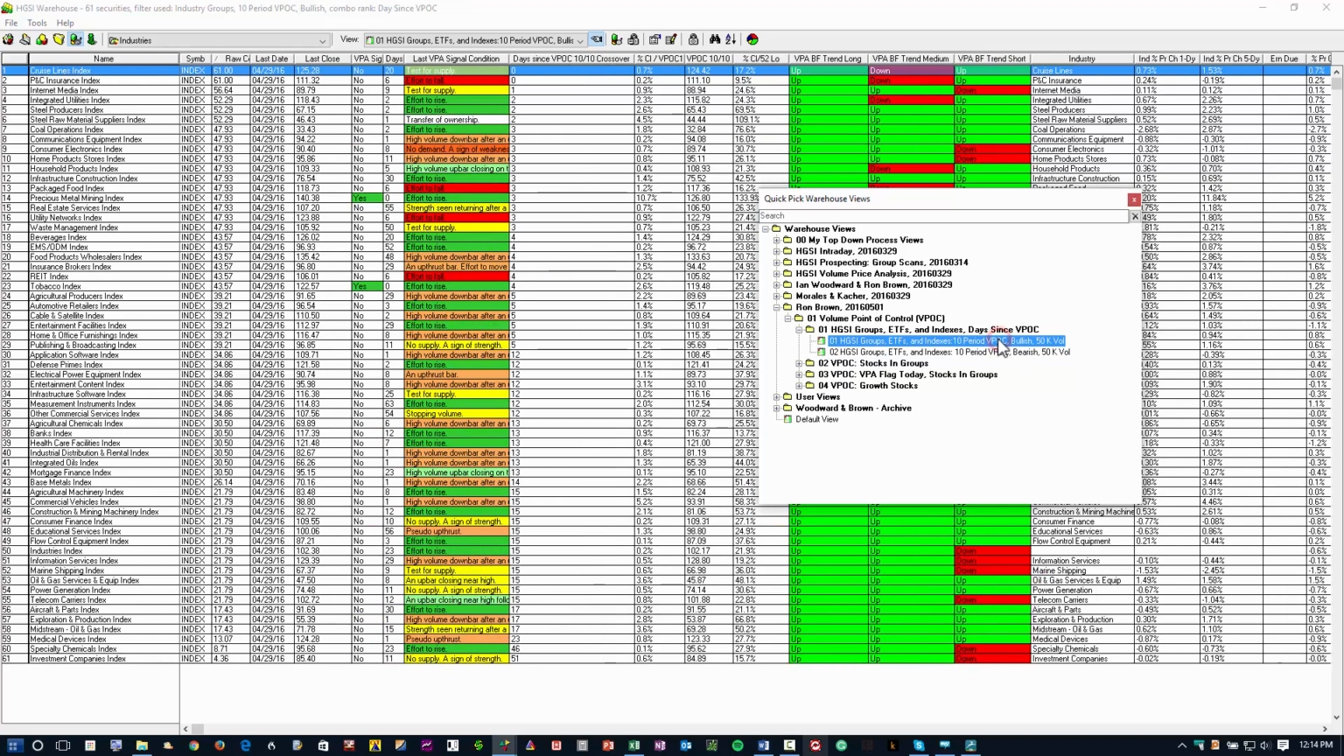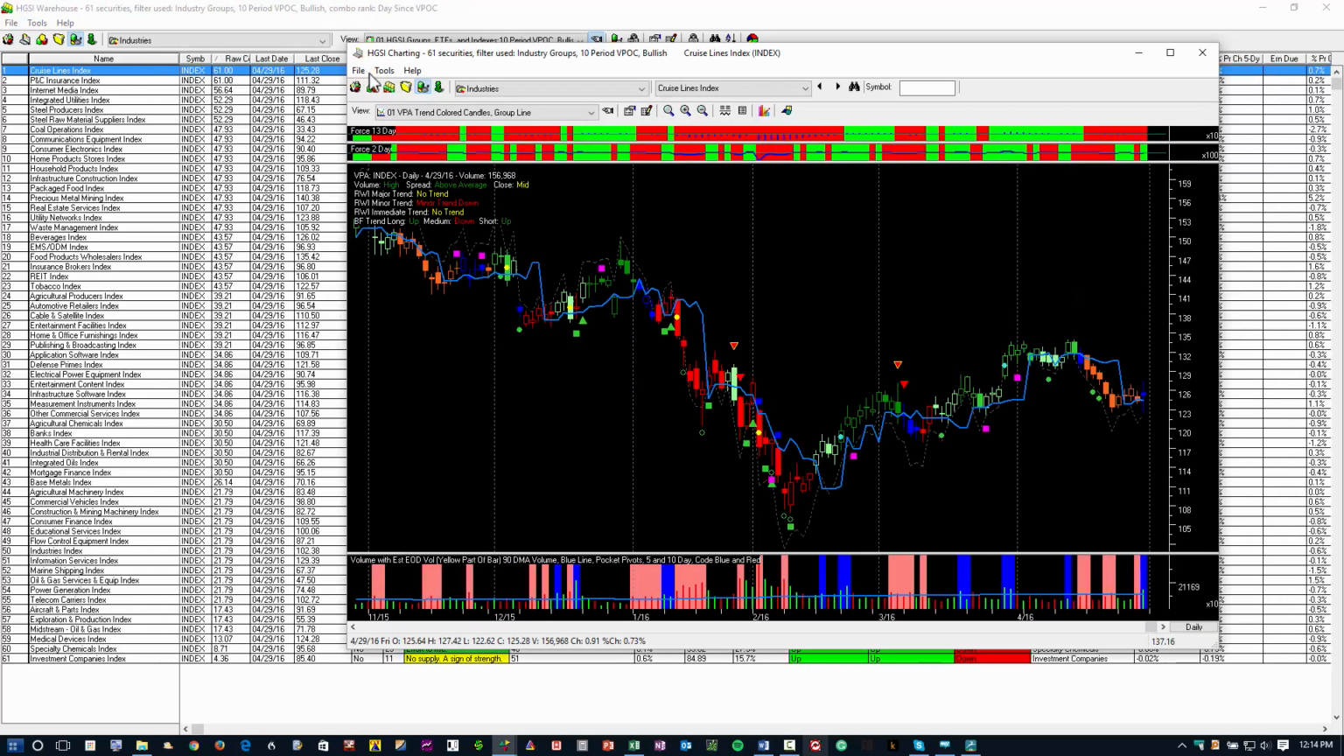Now, I'll just bring up one that crossed over today, and you can see that the 10-period volume point of control line is here, and the cruise line index sold off, but this equal dollar weighted version is now showing that there is some interest in this group because the volume point of control has now gone slightly positive. And you can also see that there was a pocket pivot on Friday, which was a very bad day in the market.